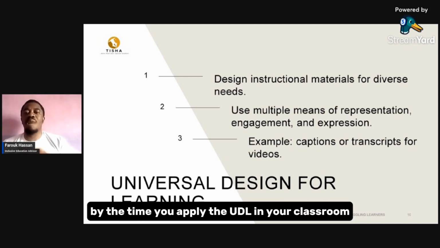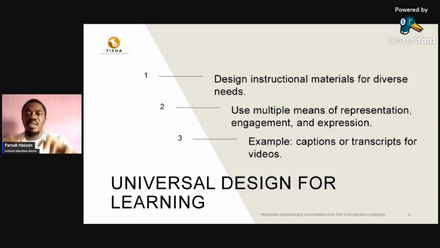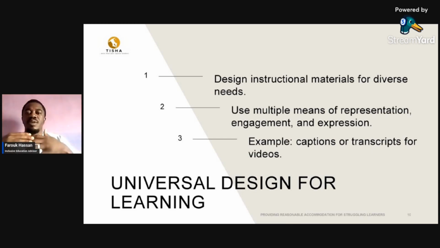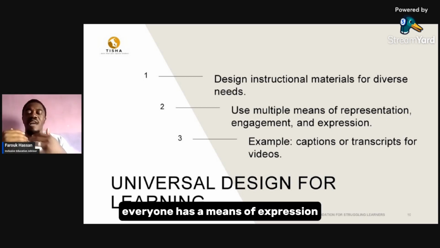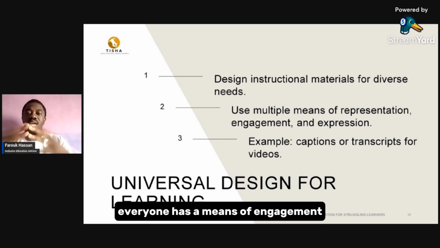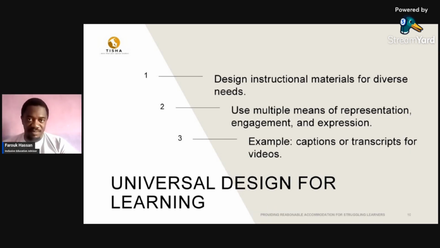By the time you apply the UDL in your classroom, you also provide accommodations, because that way every child with their own need is being cared for. Everyone is being represented. Everyone has a means of expression. Everyone has a means of representation. Everyone has a means of engagement. That is UDL. Simply put.